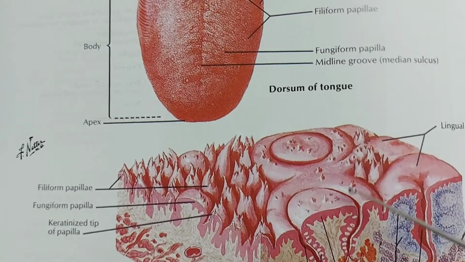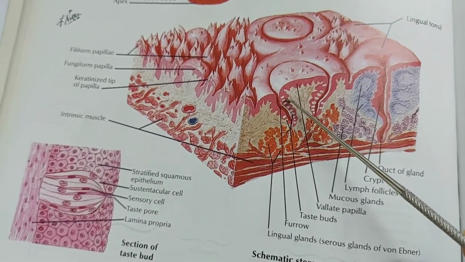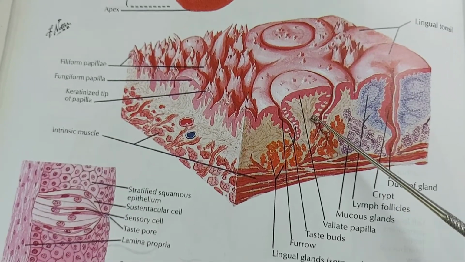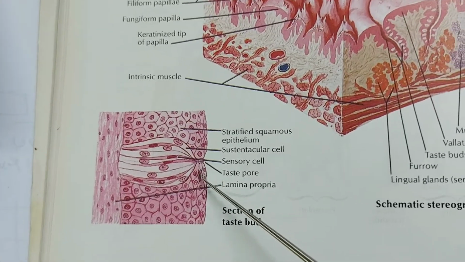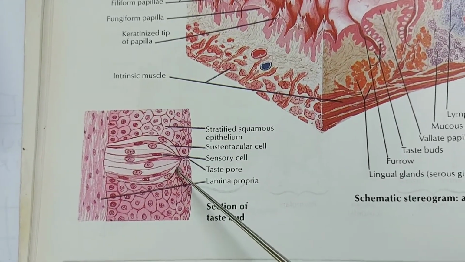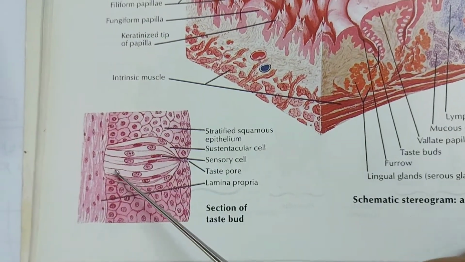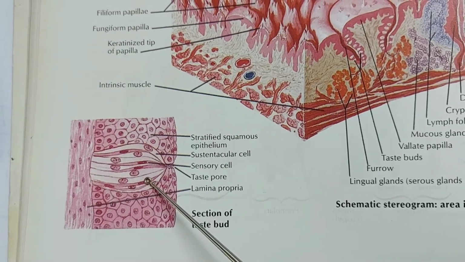In the circumvallate papilla, there is the taste bud. And in a closer view of the taste bud, we can see the sensory epithelium is modified to form this special sensory cell of taste.